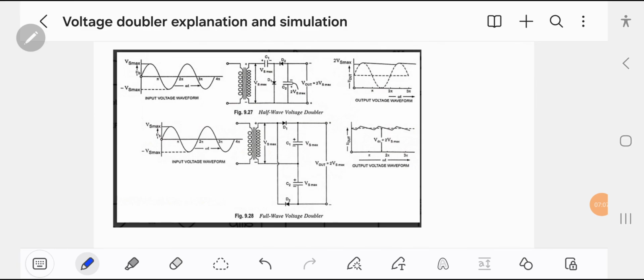So here, what's the difference between a half wave voltage doubler and a full wave voltage doubler? The frequency here is 2 times that of the half wave voltage doubler. So this increase in the frequency will help us during filtering this wave.